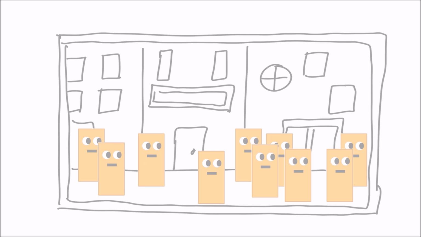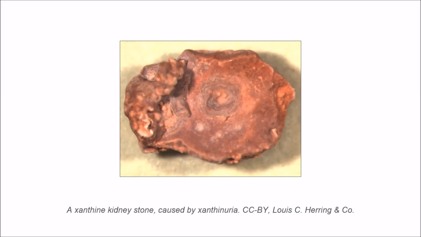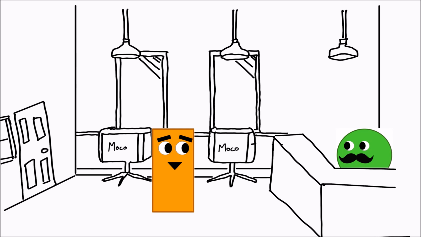There's good reason for xanthine to be nervous. Overabundance of xanthine in the body can be toxic, in severe cases even leading to kidney stones.